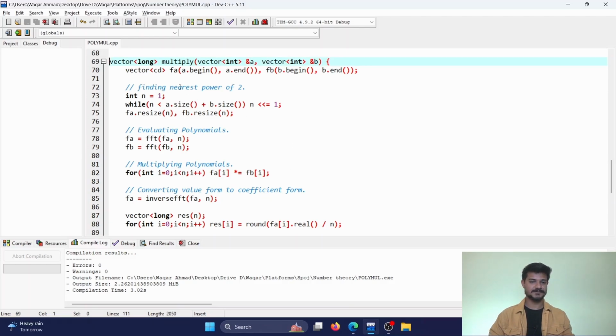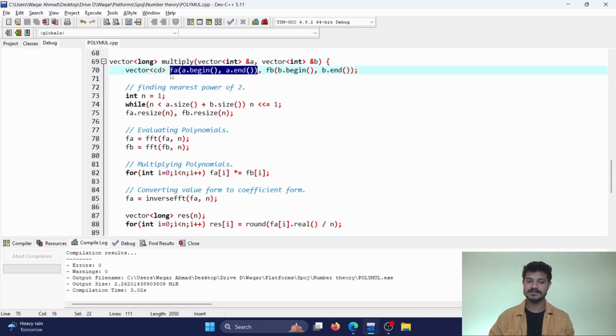So how does it work? So you are passing two vectors a and b, basically two polynomials in coefficient form, right? Now if you remember, what we are going to do, we are going to evaluate the polynomials in complex plane, right, using complex numbers, and these are real numbers. Both of polynomials a and b are in real numbers, right? So what we are going to do, we are going to convert a and b in complex form, right?